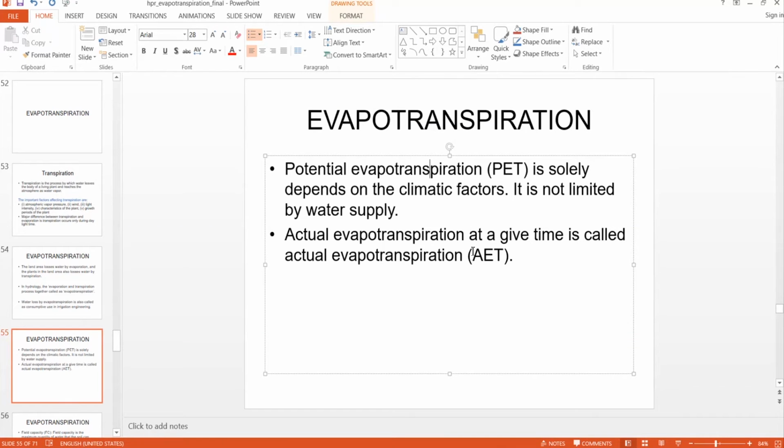But in real life, especially during summertime, the water availability as soil moisture to the land, as well as water availability to the plants, is less. So therefore, evapotranspiration is less. That is called actual evapotranspiration.